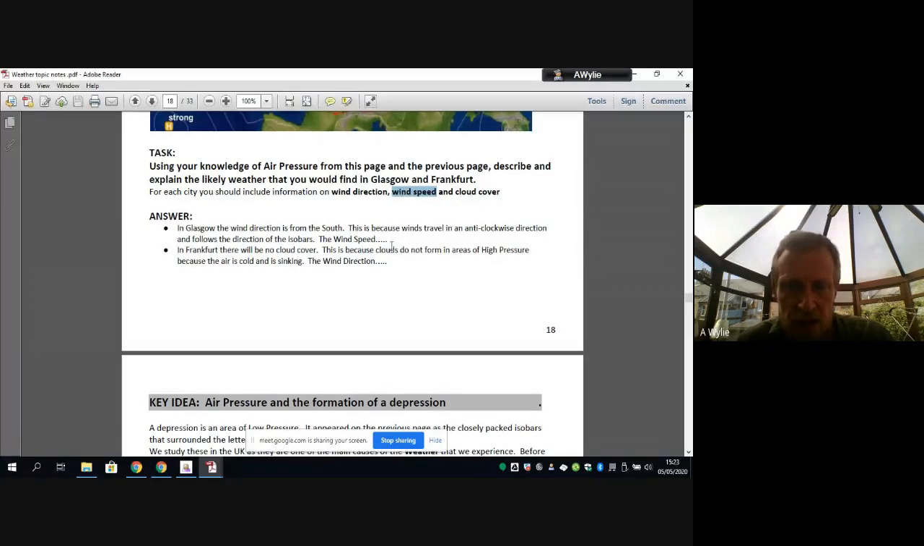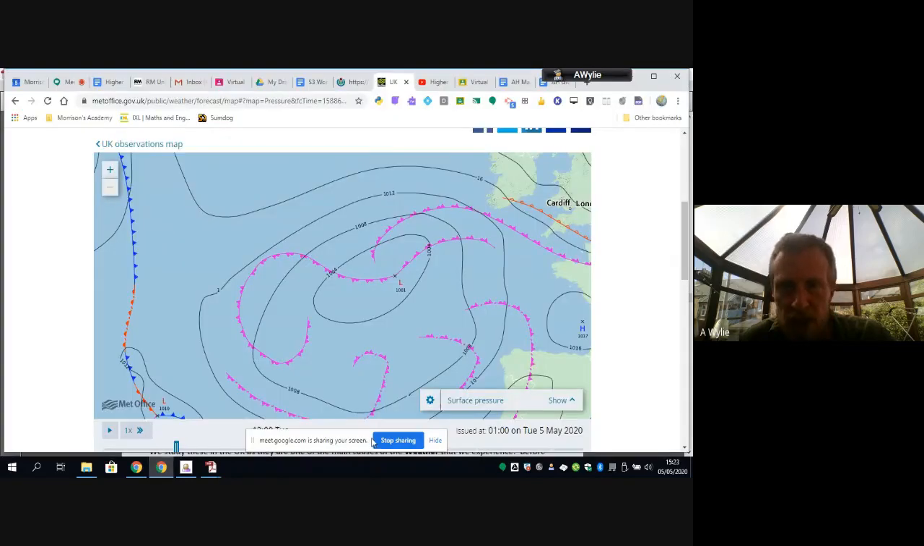So if you do the maths on this, you've got 2 descriptions for Glasgow you need to give and 2 explanations, 2 descriptions for Frankfurt and 2 explanations. So there are 8 available marks for this final task if you pick up all of the extra points. Okay, right, I'm going to stop sharing now and give you a chance to ask questions.